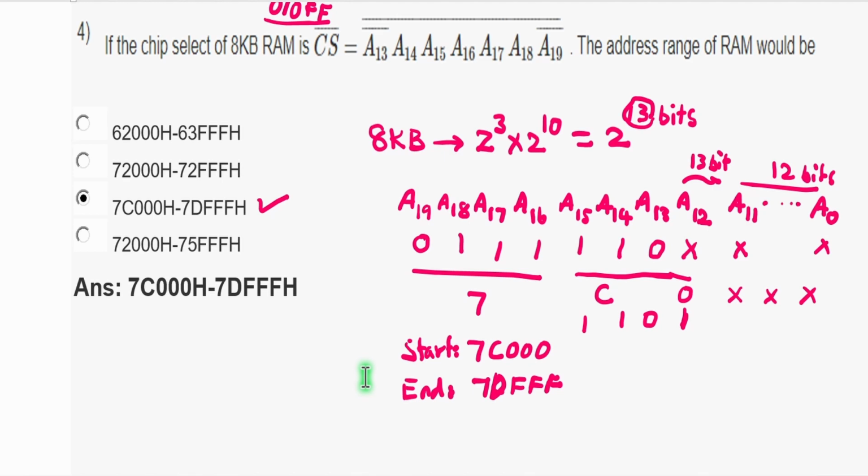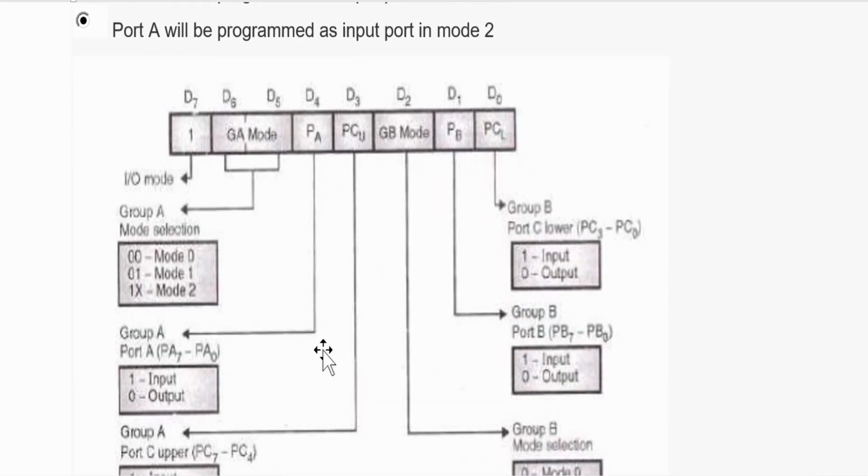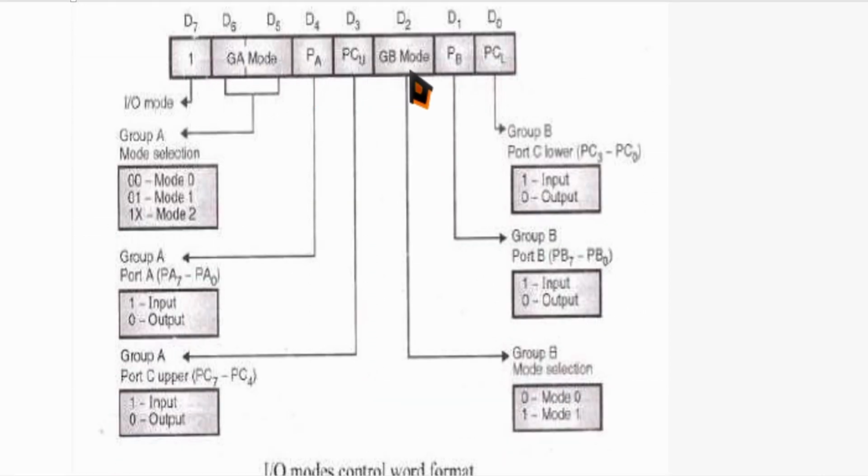Now let us go to the next question. The control word register of 8255 is loaded with FCH. Port A will be programmed as output port in mode 1. Port A will be programmed as output port in mode 2. In all the 4 options, they are asking about port A and its mode. For answering this question, we should know the control word format of 8255. This is the control word format. For port A, this bit will be used and the mode of port A will be set by these 2 bits.